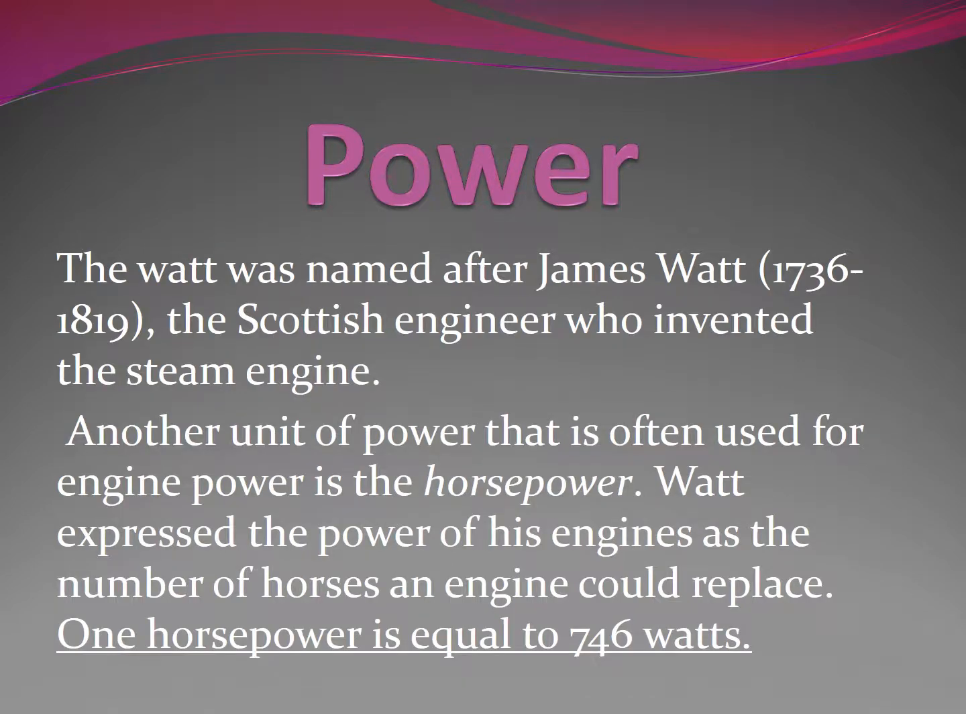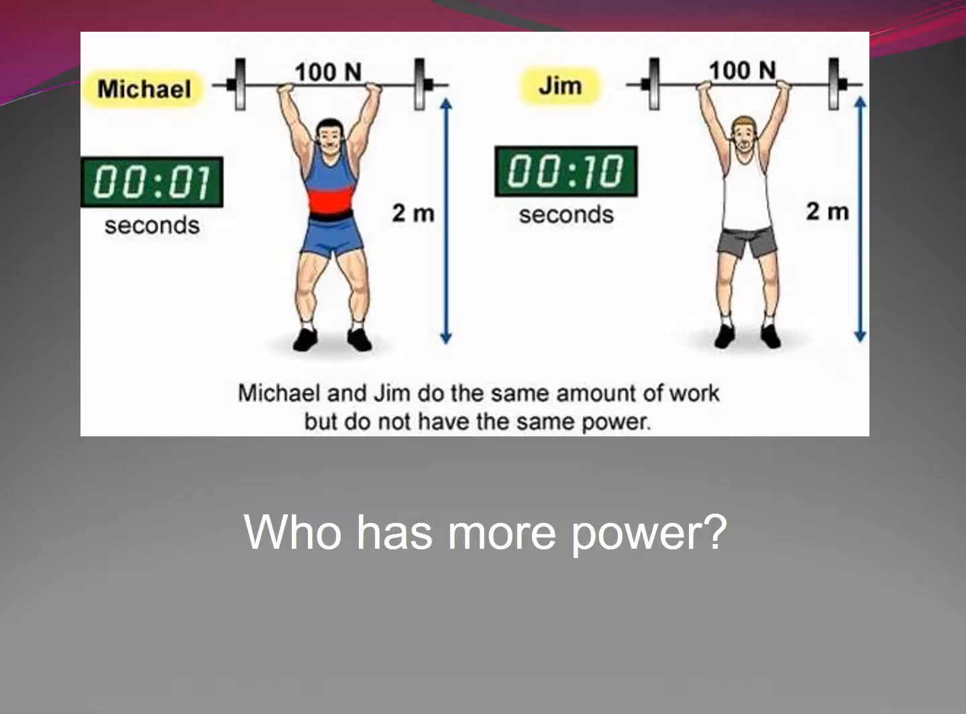So James Watt was a Scottish engineer who invented the steam engine. And so to have a unit for engine power, we call that the horsepower, or we still call it horsepower. And so at the time, Watt expressed the power of his engines as the number of horses an engine could replace. So through experimentation, we figured out that 1 horsepower is equal to 746 watts.